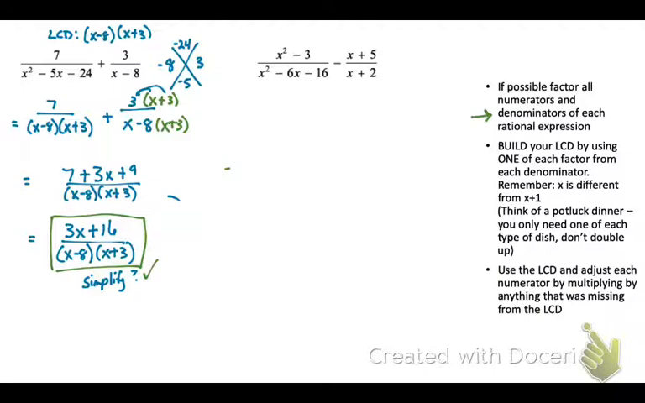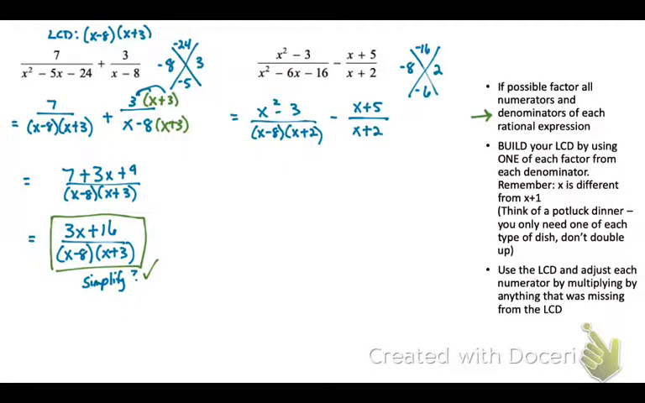All right, now the one on the right, x squared minus 3, it looks like that would factor, but it will not. It is not a difference of squares. So it's going to stay, but my denominator on the left will factor. So two numbers that multiply to give us negative 16 and combine to give us negative 6 is negative 8 and 2. There it is. So I rewrite that in factored form. And then build a common denominator, which I bet you can already tell what it's going to be. x minus 8 times x plus 2.